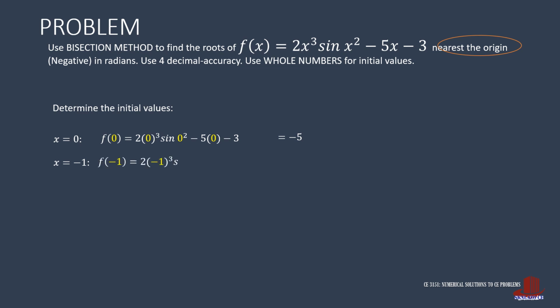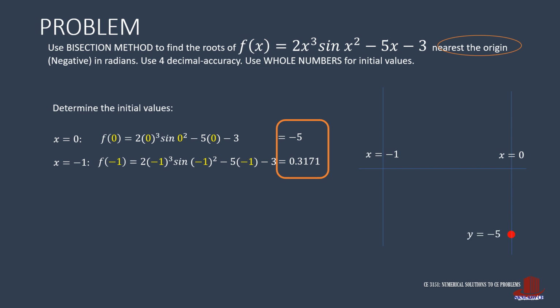The function then becomes 2 times negative 1 cubed with sine of the square of negative 1 less 5 of negative 1 minus 3, which results to 0.3171. We already have a sign jump. Illustrating these values, we can see that at x of 0, y is below the axis at negative 5. But when x is negative 1, y goes up to positive 0.3171. So the assumed curve looks like the one shown.